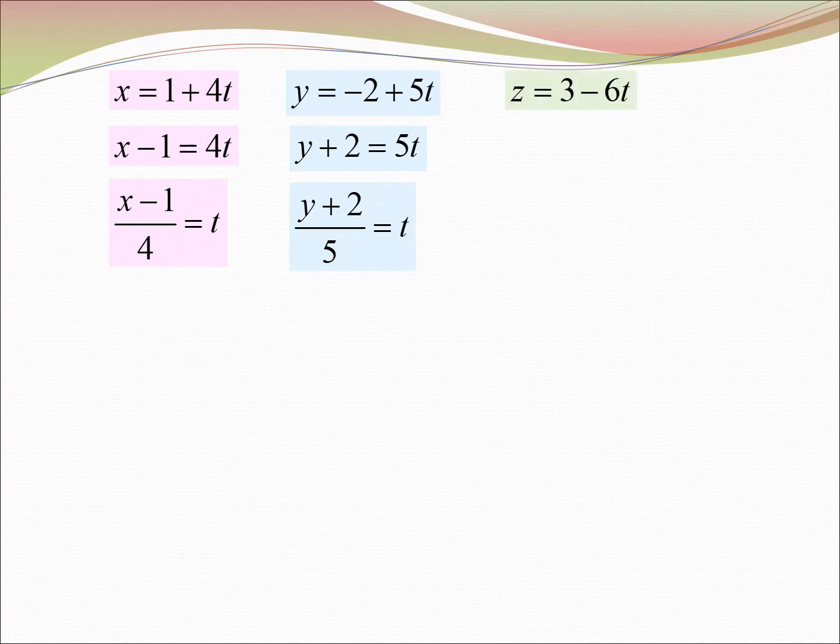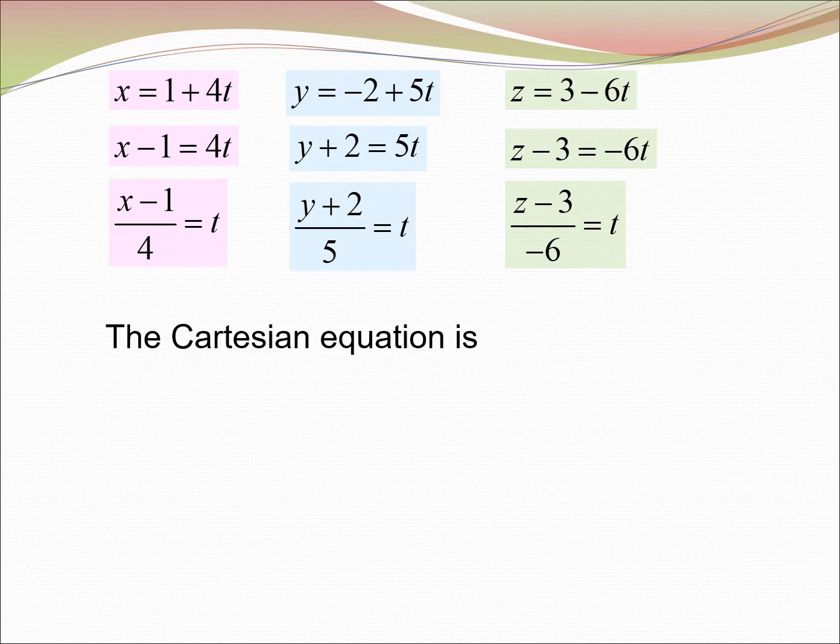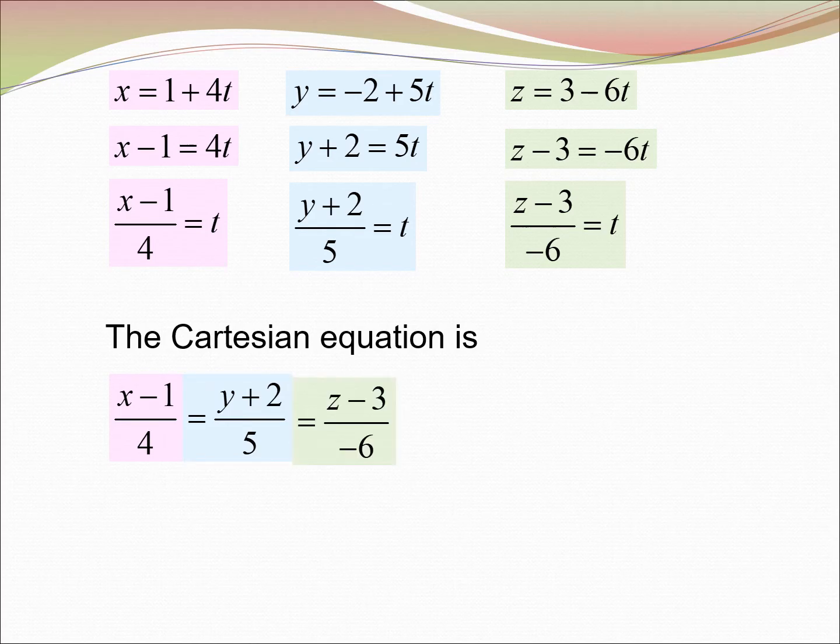And z is equal to 3 minus 6t, so z minus 3 is equal to negative 6t, or t is equal to (z minus 3) over negative 6. Since the right sides are all equal to t, of course the left sides must be equal. So we will get the Cartesian equation: (x minus 1) over 4 is equal to (y plus 2) over 5 is equal to (z minus 3) over negative 6.